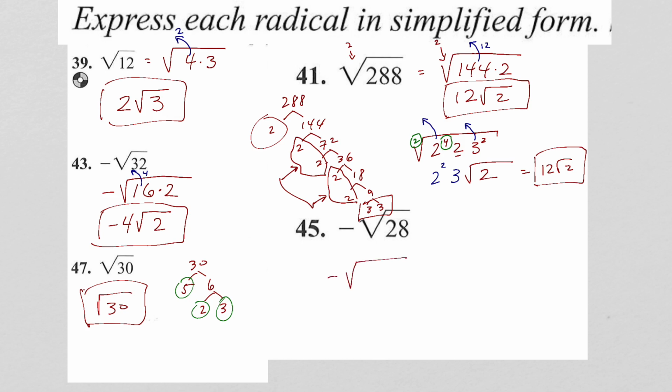And for this, it's a 4 times a 7, because 4 is a perfect square and it can be square rooted as a 2. So you're going to end up with a negative 2 root 7.